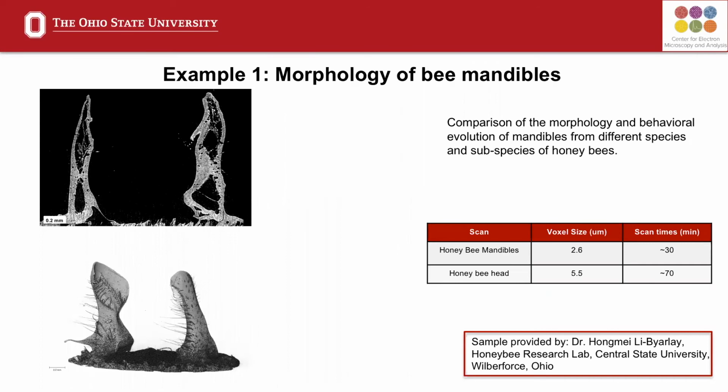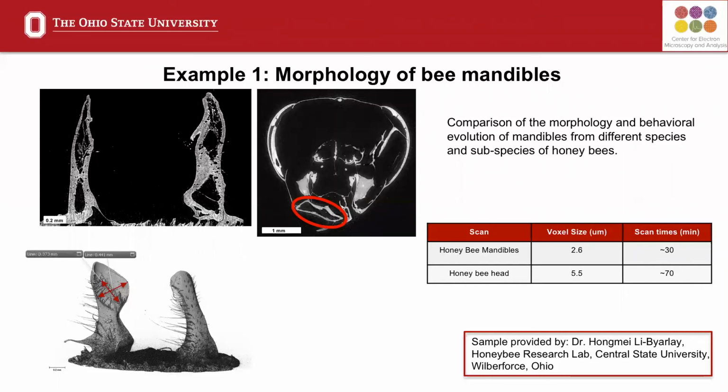The MicroCT data was then loaded into Avizo, where the mandibles were visualized in 3D by using the volume rendering tool. The measuring tool was then used to measure lengths of the features of interest. Following the success of these scans, 20 bee heads were imaged with a voxel size of 5.5 micron and a scan time of approximately 1 hour and 10 minutes.